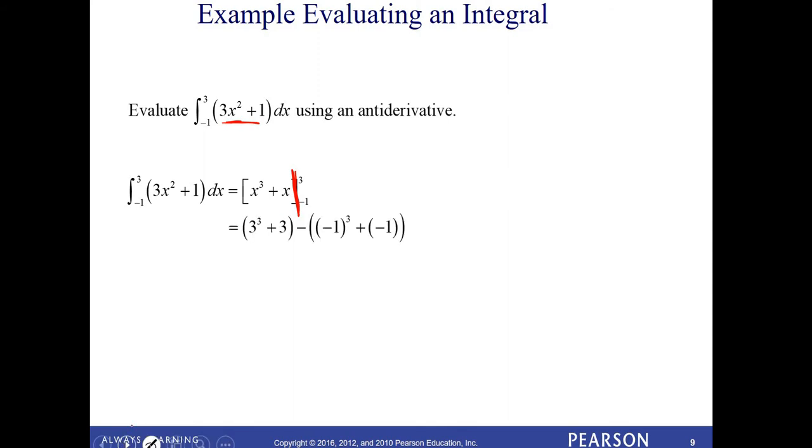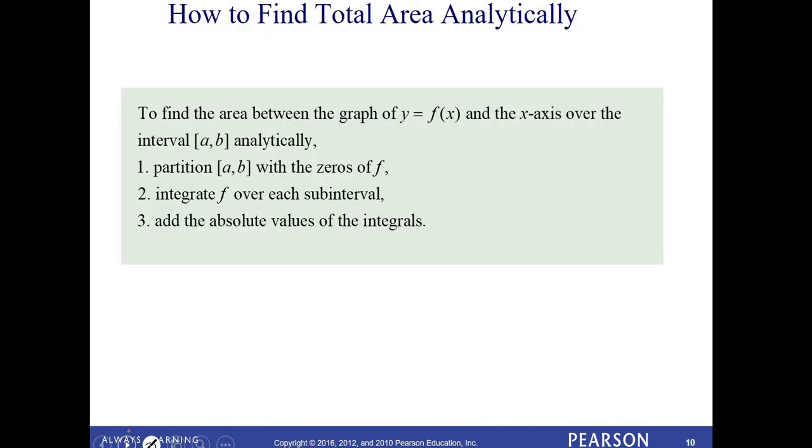If you remember, that means we evaluate at 3, plugging in, minus evaluating it at -1, and we get 32 for our answer. Okay, so pretty simple to find an integral as long as you know the antiderivative. We're also going to use this to find total area analytically.